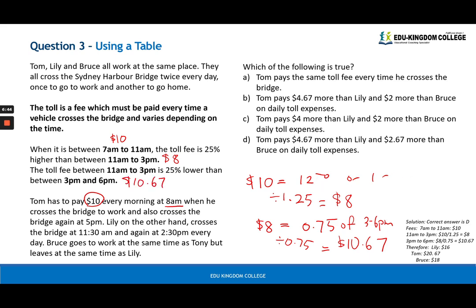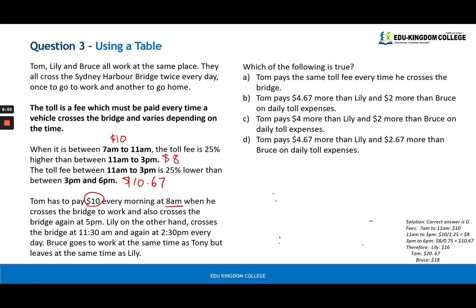Okay, so now that we have those values down, the next step is just to calculate when they travel and how much. So let's draw a quick table. We have Tom, Lily, and Bruce. Tom pays $10 every morning, and then he also crosses again at 5 p.m., so that's $10.67. You add that up, you get $20.67.